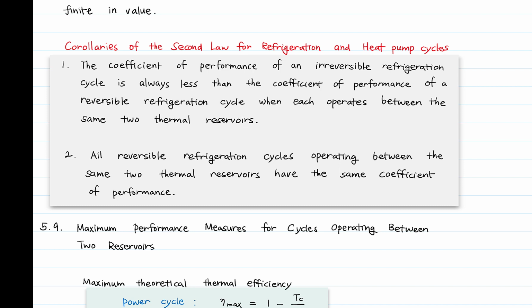Corollaries can also be applied to refrigeration and heat pump cycles. They are very similar to the corollaries for heat engines. The first: the coefficient of performance of an irreversible refrigeration cycle is always less than the coefficient of performance of a reversible refrigeration cycle when they operate between the same thermal reservoirs. The second: all reversible refrigeration cycles operating between the same two thermal reservoirs have the same coefficient of performance.